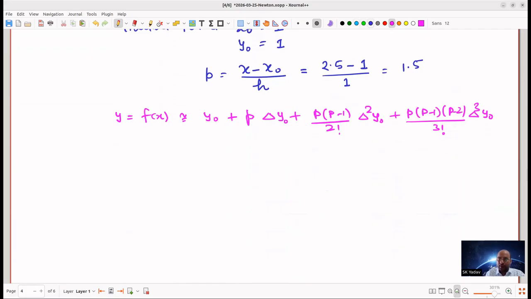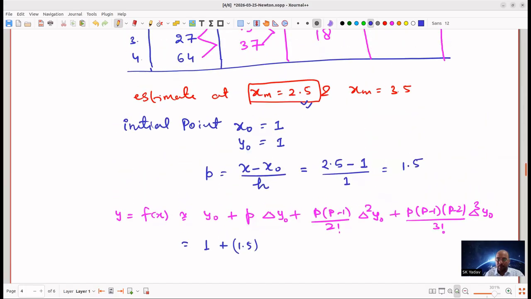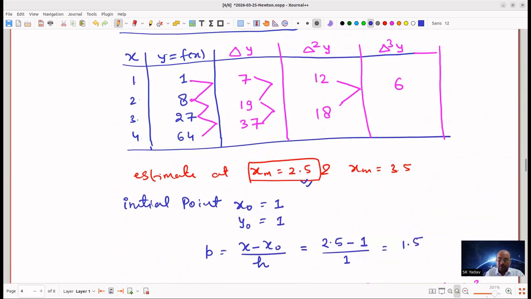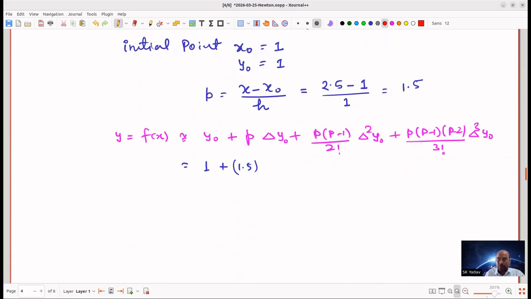Now just put the values here. So in this we have the initial value y0 as 1, plus this p value 1.5 into delta y0, you can see the table here, delta y0 is the first value, and delta square y0, let's highlight, is 12 and the third is 6, and the initial value is 1. So the top row is used here. So let's put these values there.